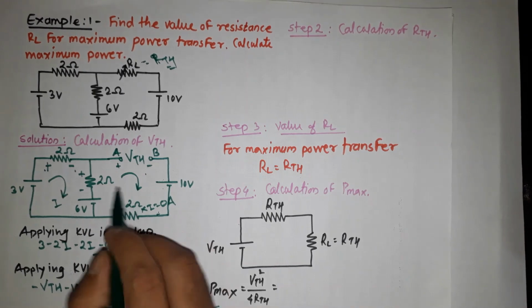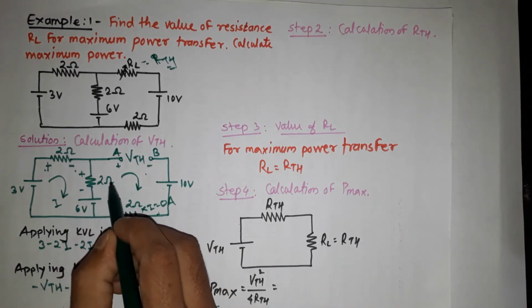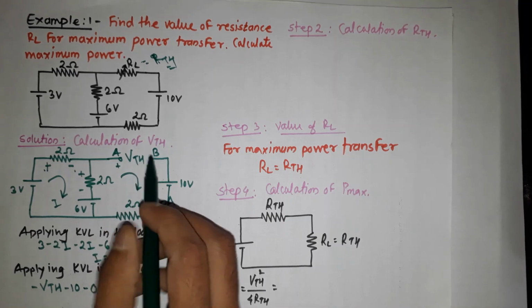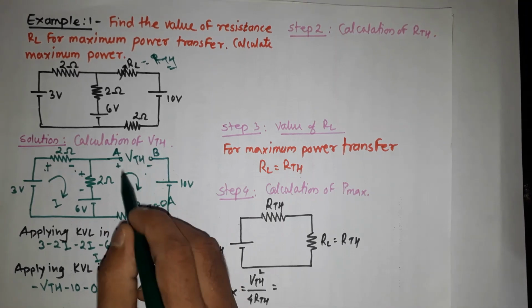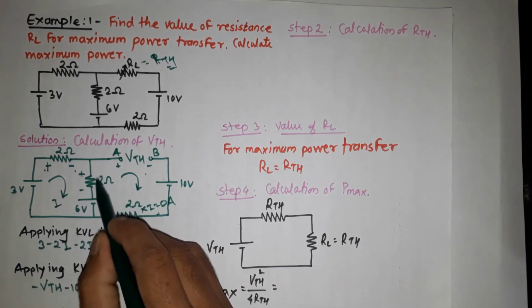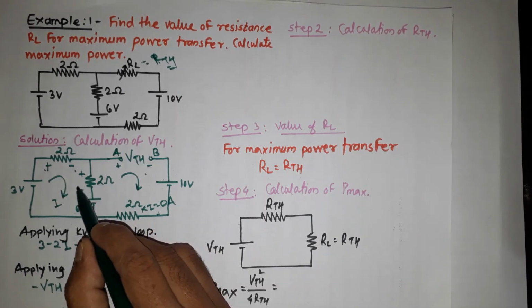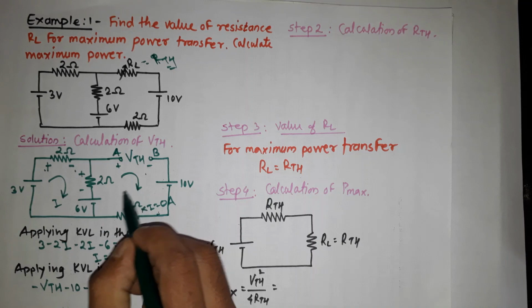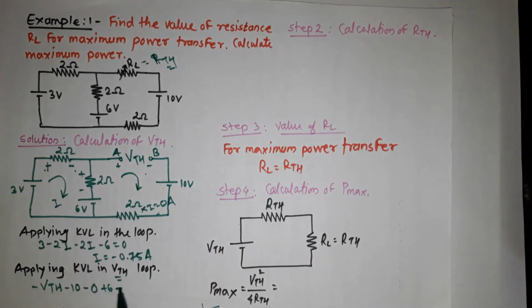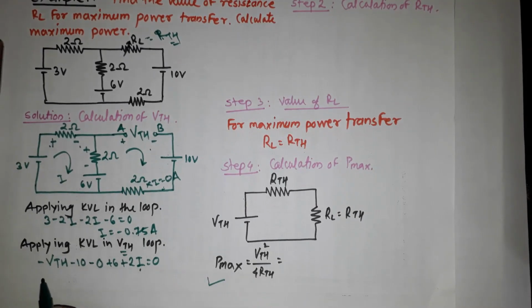One more thing, see here, we have not given the sign conventions in this loop, because this loop is open circuit. That means actual current is not flowing in this loop, so we are not considering the sign conventions here. We are using the sign conventions of the actual current. So it is going in the upward direction, that means minus to plus, so it is plus 2 into I is equal to 0. Here the I is nothing but minus 0.75. So putting the value, it is minus VTH minus 10 plus 6 plus 2 into minus 0.75 is equal to 0.